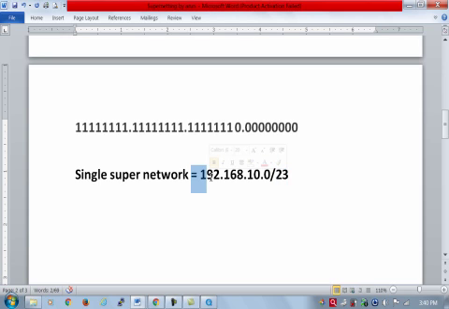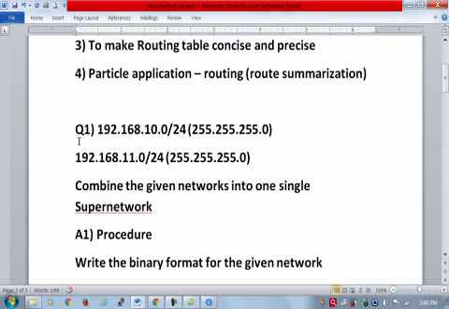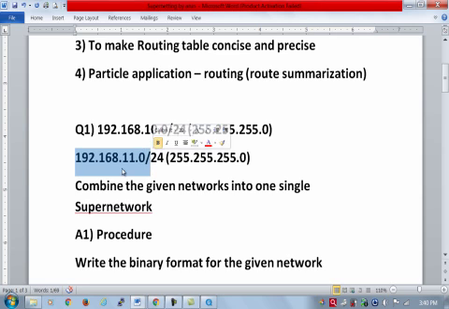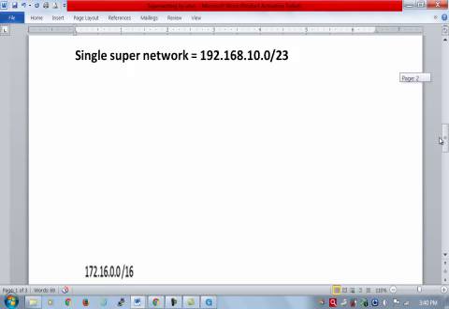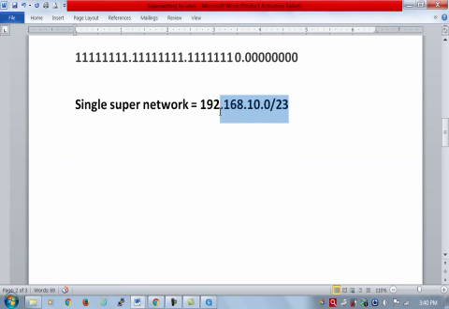So for both the networks now I can send a single supernet as 192.168.10.0/23. If I send a summary of this, the other router will make sure that these two networks, 192.168.10.0 and 192.168.11.0, have been combined into one super network, and the super network address is this.